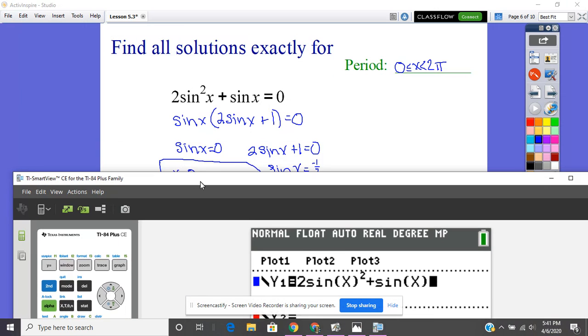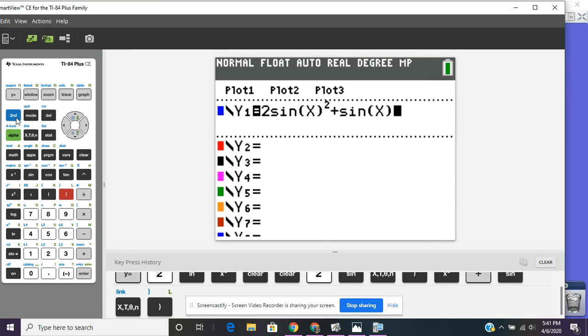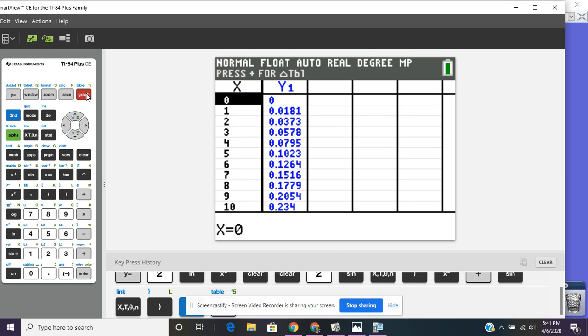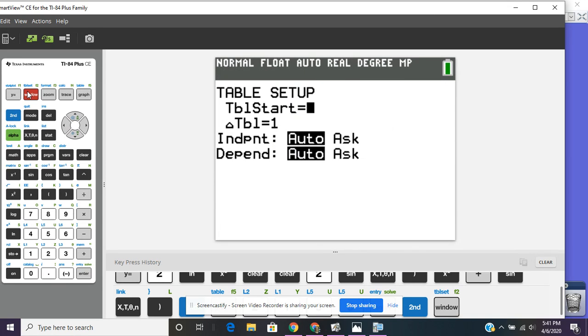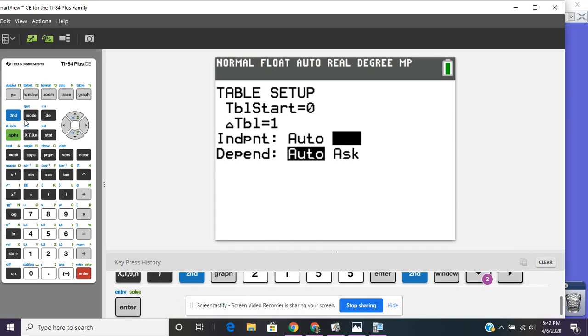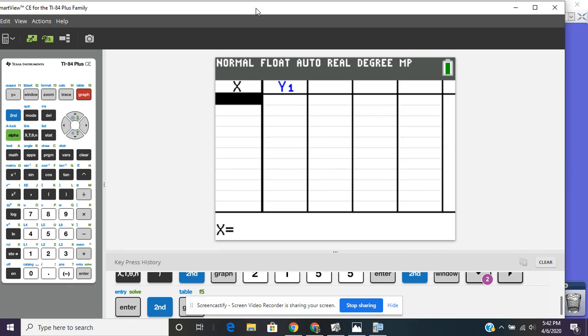And that is equal to 0. So what I would do now is I'm going to go to second graph. If you cannot type numbers into this, here's a shortcut. Second window takes us into our table set. We want to go down here to independent, and we want to say ask. Now I should be able to type whatever values I want into this table.